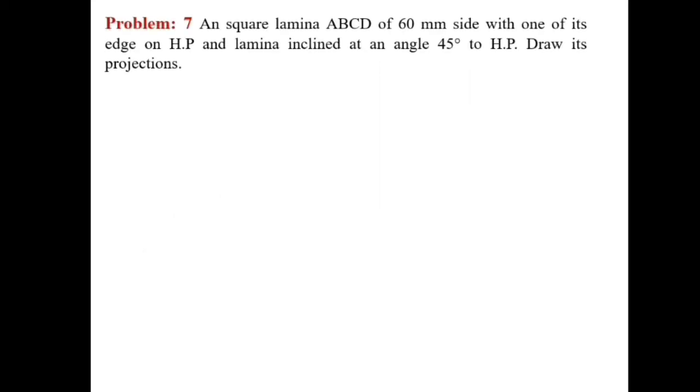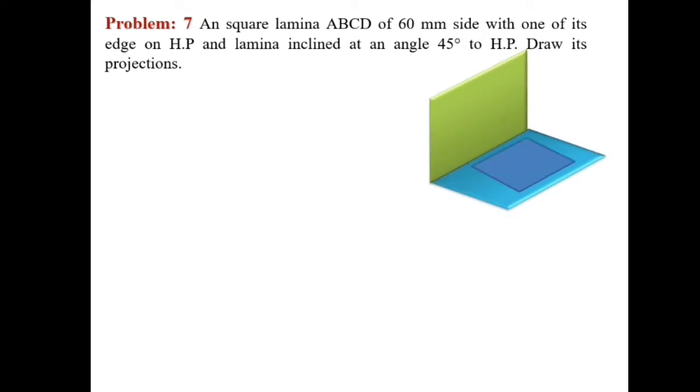Next, problem number 7. A square lamina ABCD of 60 mm side, with one of its edges on HP and the lamina inclined at an angle of 45 degrees to HP. Draw the projection. So here the square lamina has 60 mm sides. One of the edges is on HP, and the lamina is inclined at an angle of 45 degrees to HP. Draw the projection.